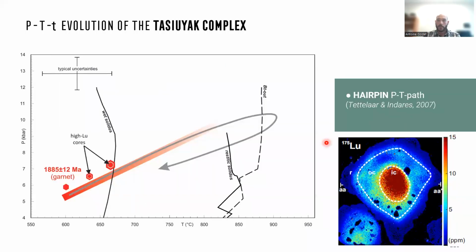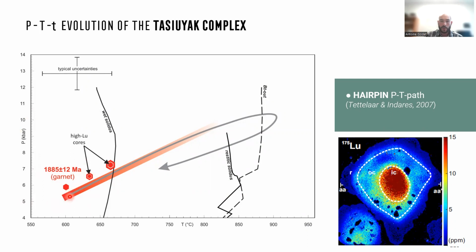So then we're going to move on to the second part, the Tectonic complex. Again, the accretionary prism. We dated garnet, and we obtained a nice age at 1885 plus or minus 12. If we look at the distribution of the lutetium, again, the highest concentration of lutetium is located nearby the nucleation center, which brings that to Rayleigh fractionation. We think that diffusion was limited.